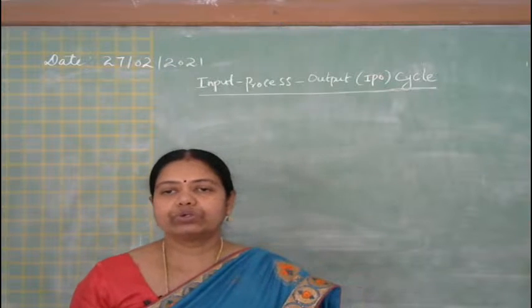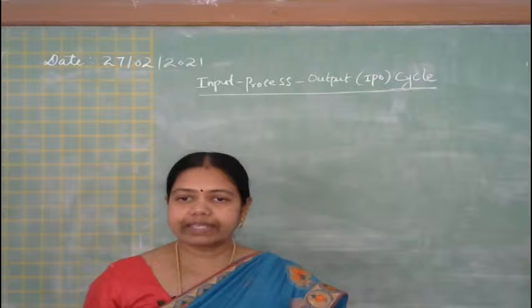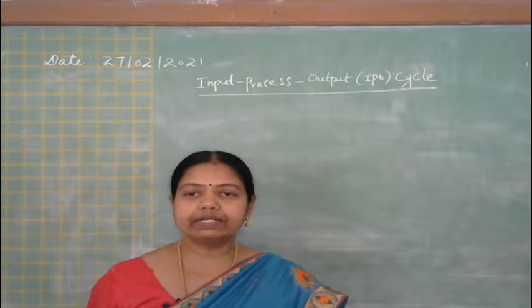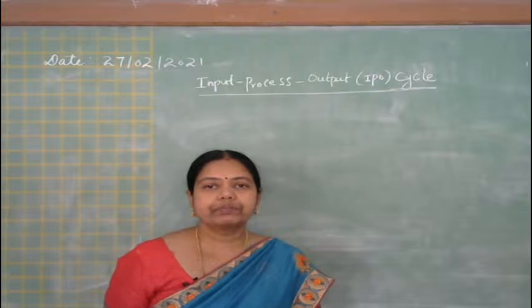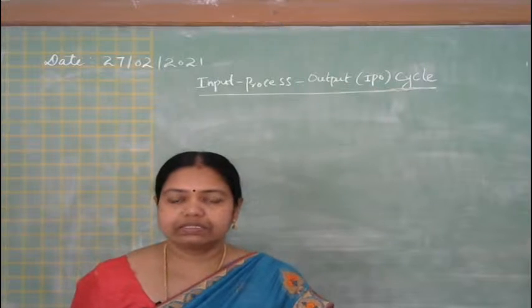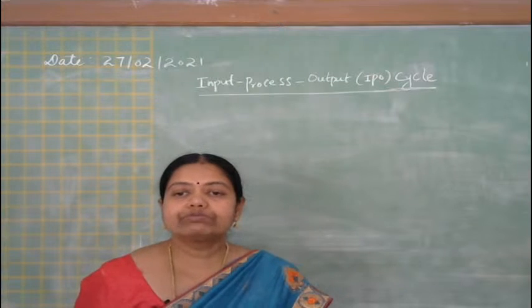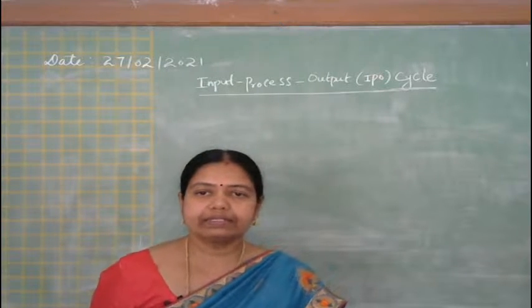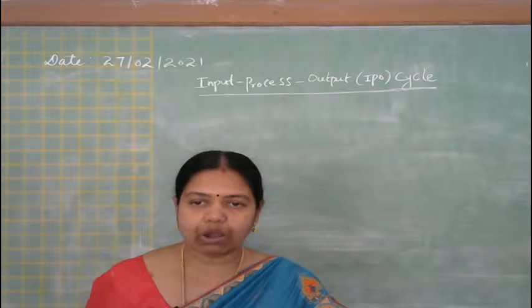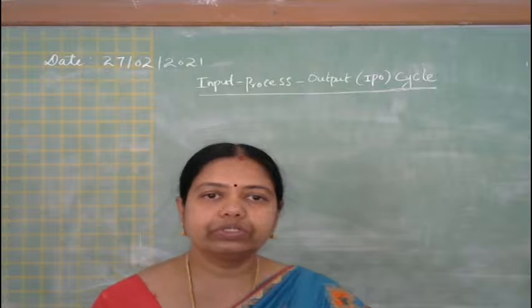So we know what a computer is, what characteristics the computer has, and what parts are connected to the computer. This all we discussed. Now we are going to see how the computer is working: input, process, and then it produces the output. So this part today we are going to discuss.